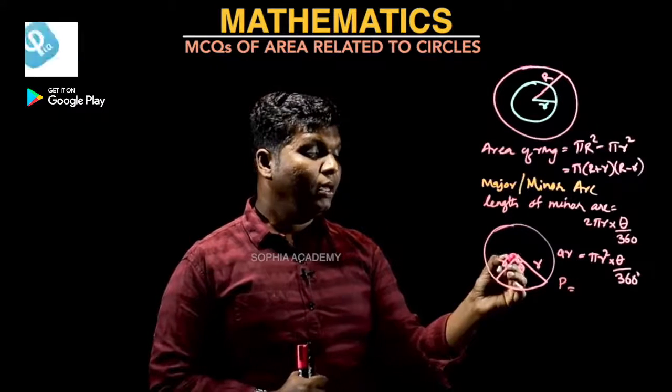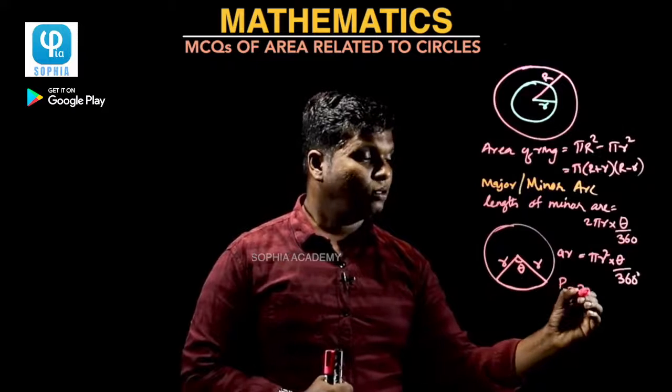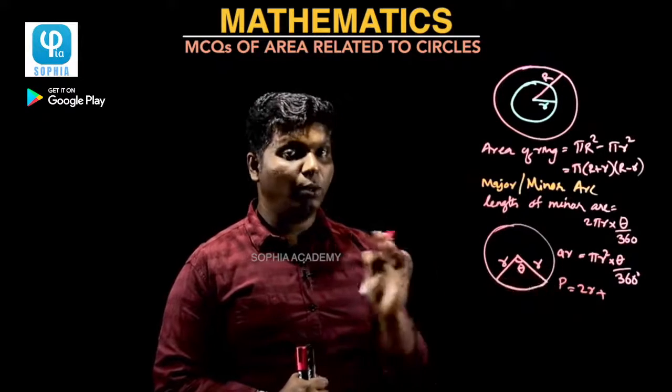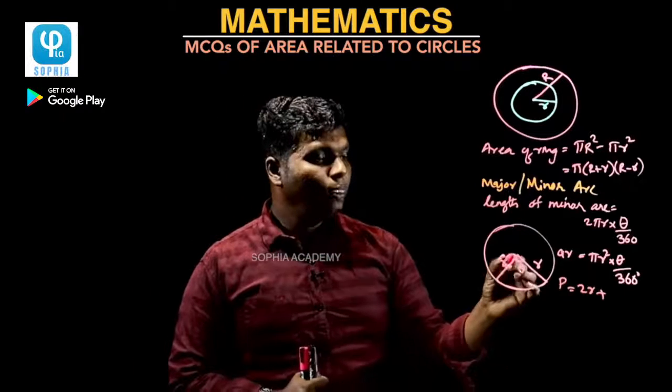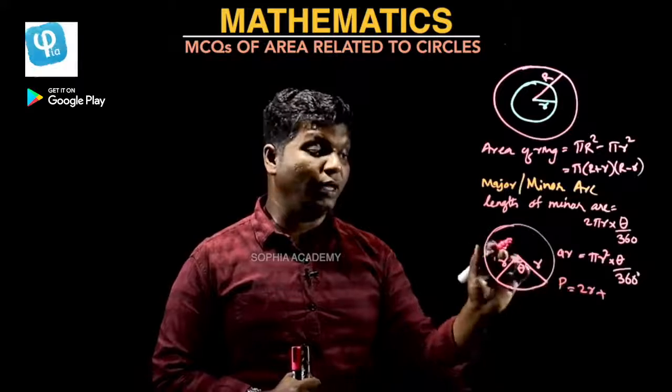So now tell me, what is this one? It is r. r plus r, it is 2r. So 2r plus, what about this one? This arc is what we call the minor arc. So 2r plus the length of the minor arc will be the total perimeter of the sector.